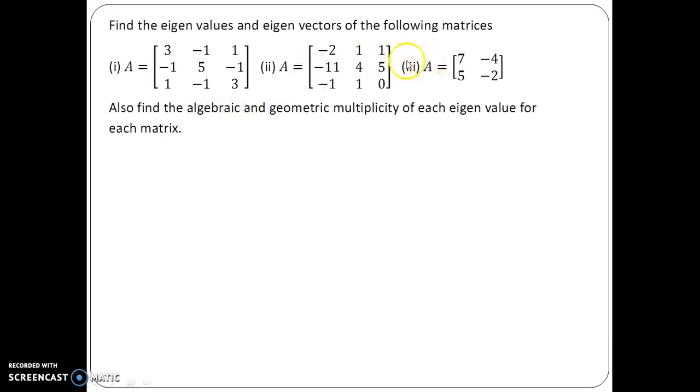Now further, in the same manner, try to solve these problems. They are over here: these are 3 cross 3 matrices and this is a 2 cross 2 matrix. Also try to find their algebraic and geometric multiplicity, which I have already explained along with the procedure of these eigenvectors in my previous video lectures.